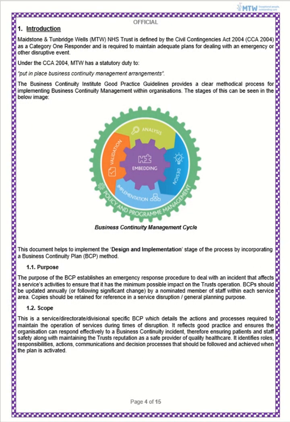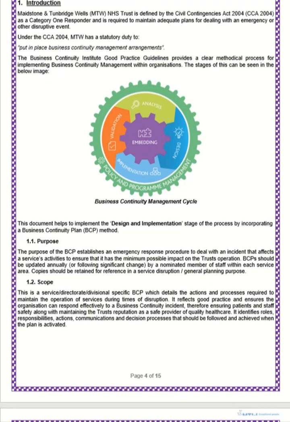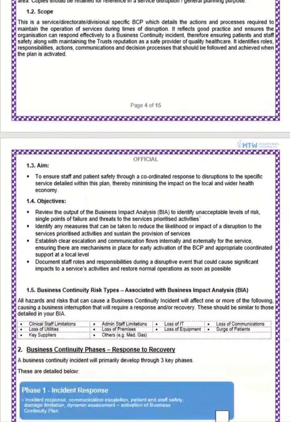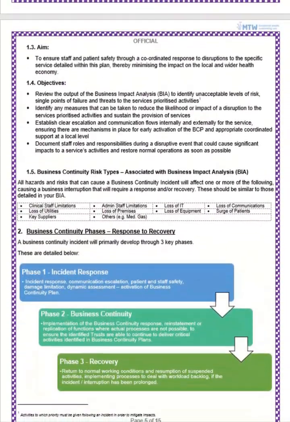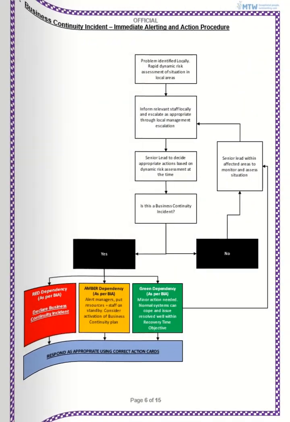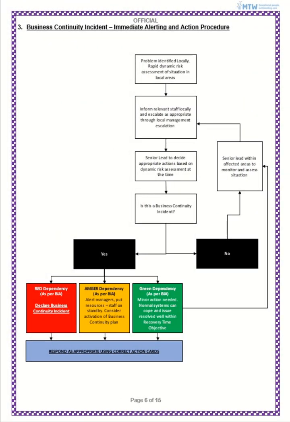The next couple of pages contain information about the best practice cycle, and outline the aims and objectives of the BCP, in addition to risk types and incident phases. The flowchart on the next page outlines the immediate alerting and activation procedure for a BC incident. This has been made generic to work across all services, but may need amending to suit yours. This should be the page that your red box on the front cover refers to.